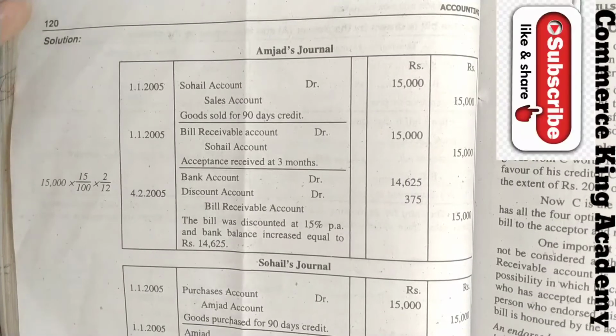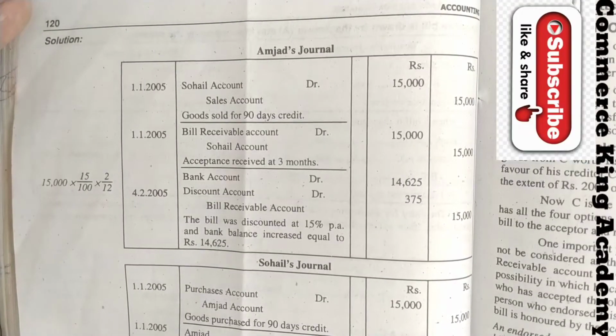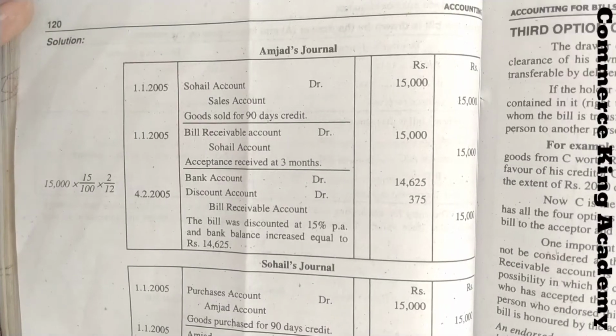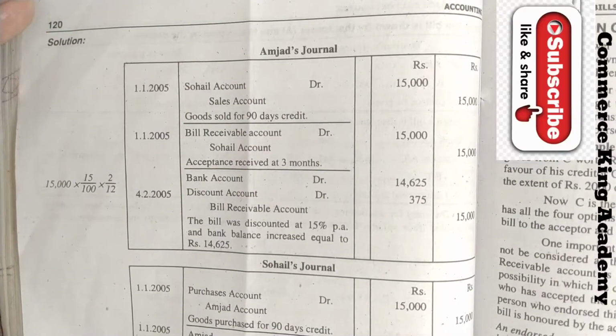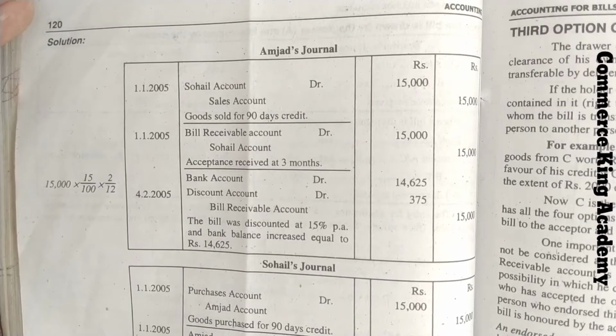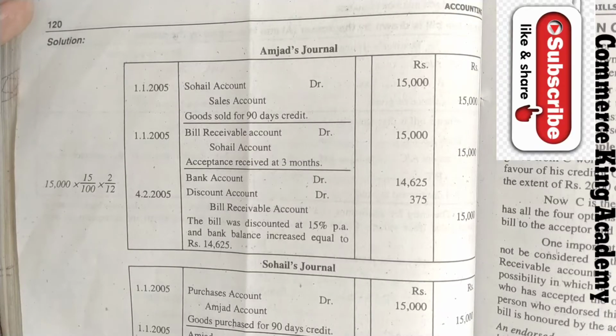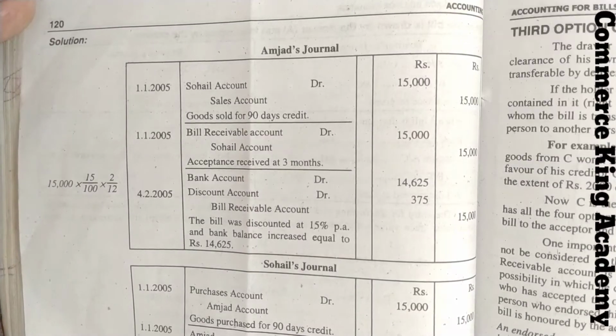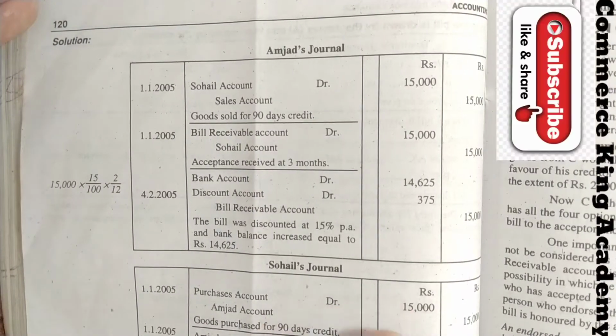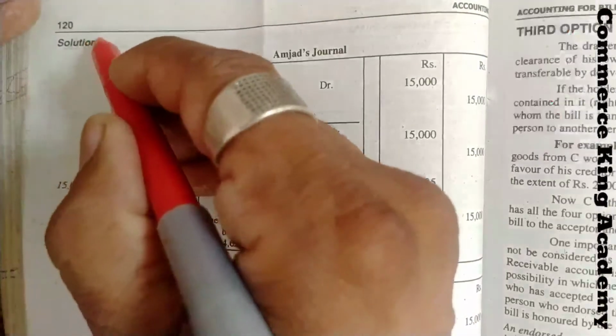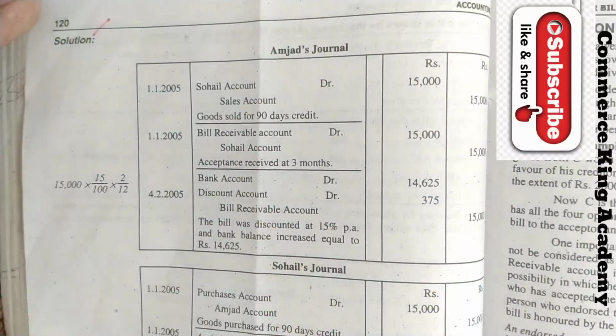After understanding the complete concept as well as the requirement of illustration number 2, which is related to the second point, bill of exchange discounting from bank, let's see here. This is the solution of illustration number 2.